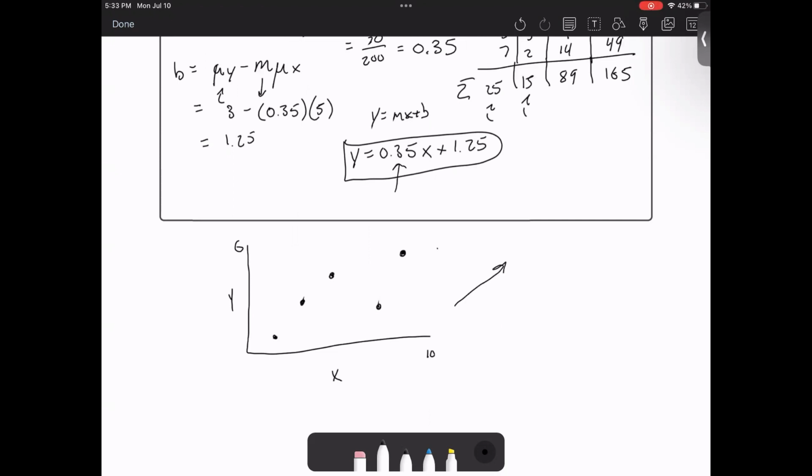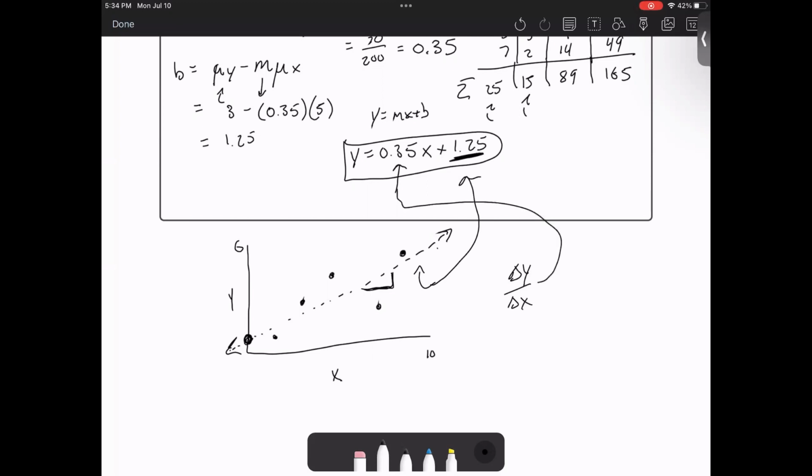So that positive slope makes sense. And if we were to plot the line y is equal to 0.35x plus 1.25, we get this, right? This line is this equation, where the y-intercept is that 1.25, and the change in y over the change in x, the slope of that line, is that slope 0.35.